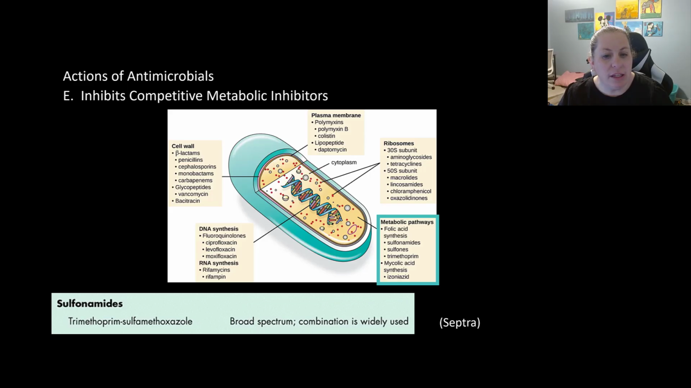And so when we look here, this is called Septra, and Septra is broad spectrum, and it's a combination that is widely used for certain metabolic pathway breakups. Like, it's widely used in order to help disrupt the metabolic pathways.